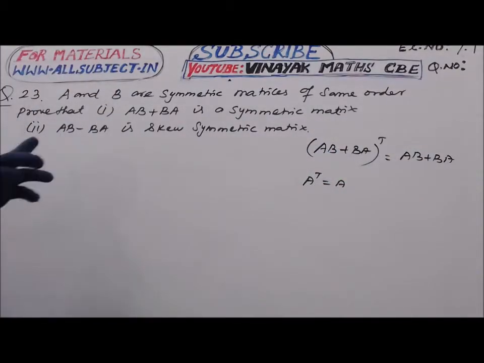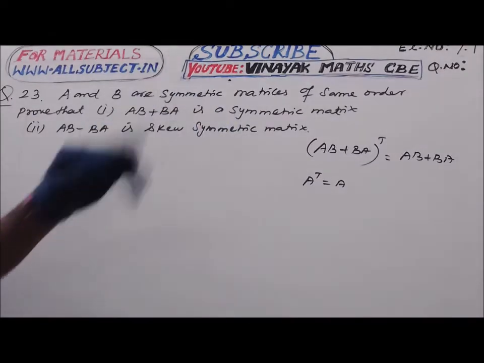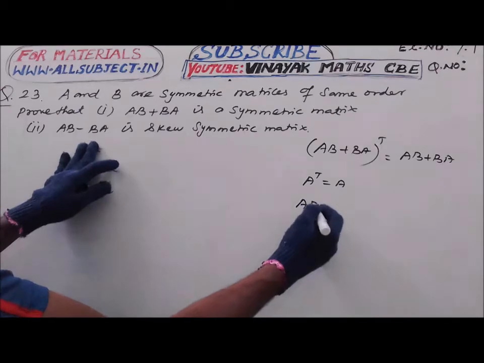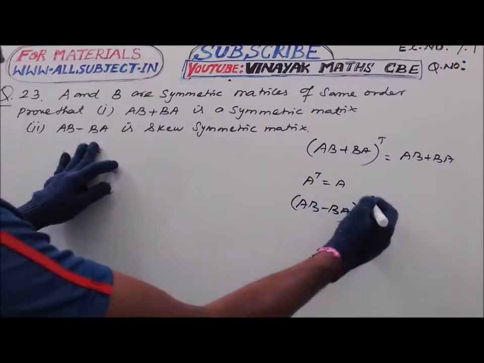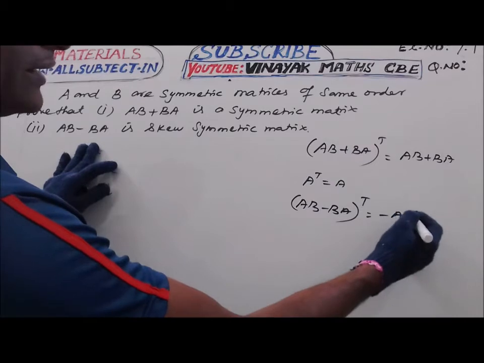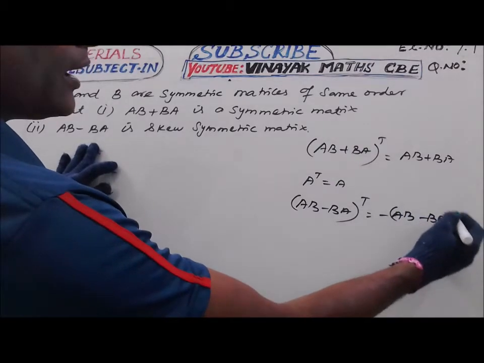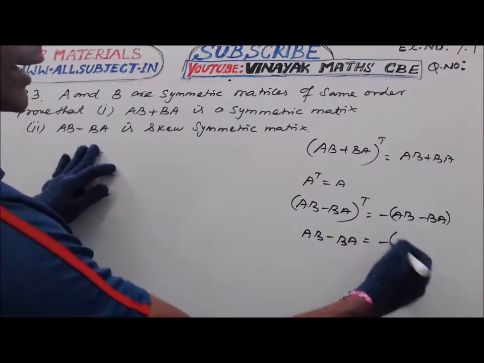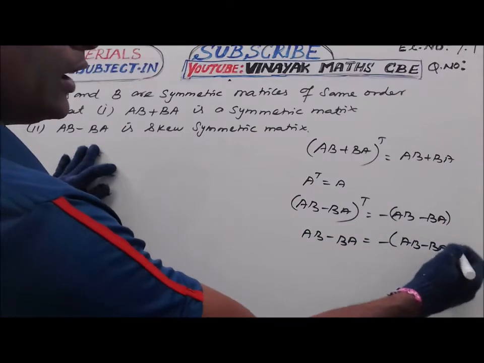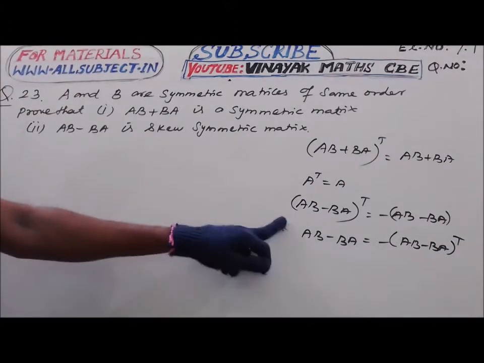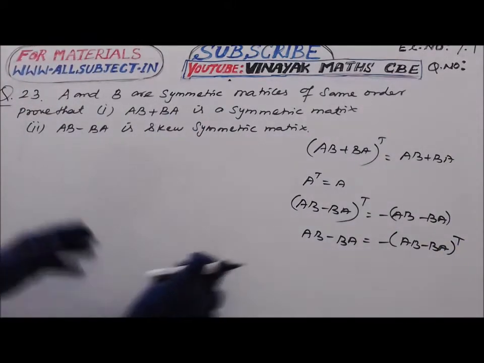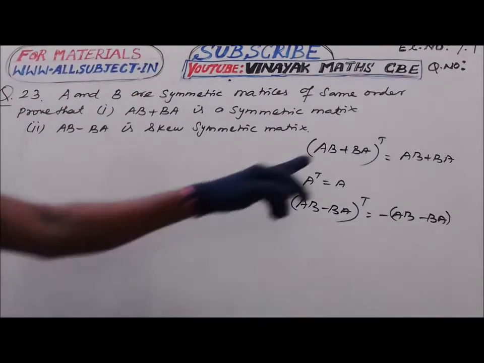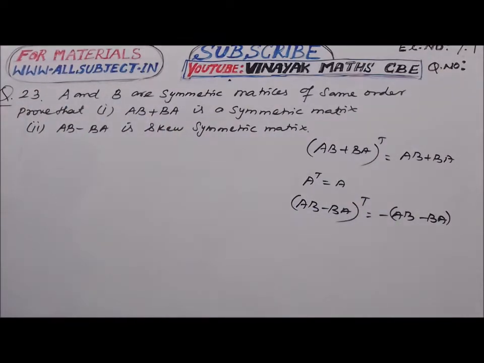And then for the second case, AB minus BA is a skew symmetric matrix, we should show AB minus BA whole transpose is equal to minus of AB minus BA, or AB minus BA equal to minus of AB minus BA whole transpose. We should prove any one of these results. We can take the first one, AB minus BA whole transpose is equal to minus of AB minus BA. If we prove these two results, our question will be over.